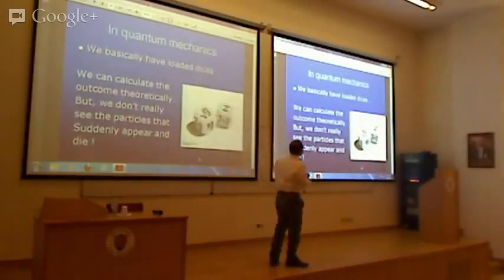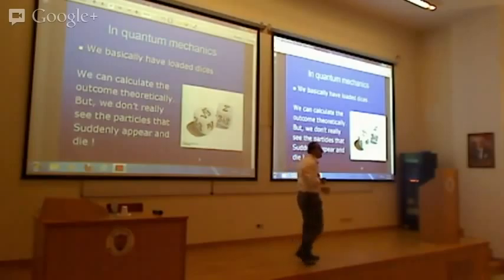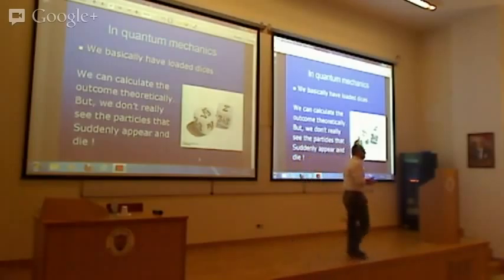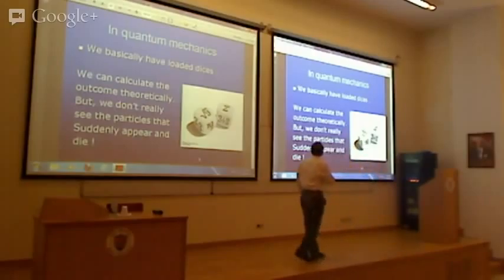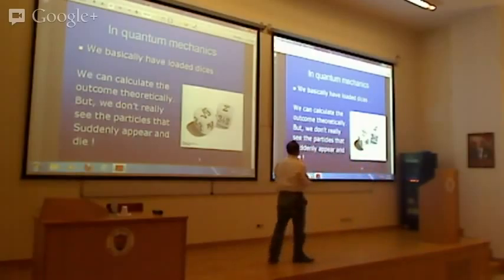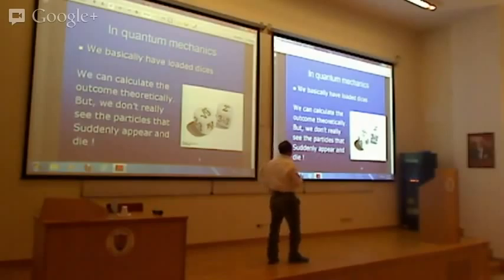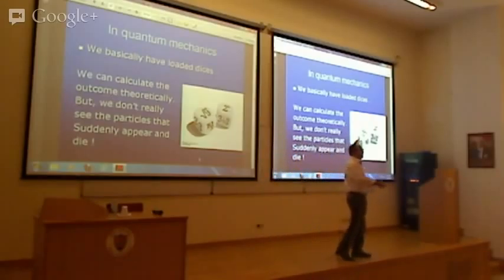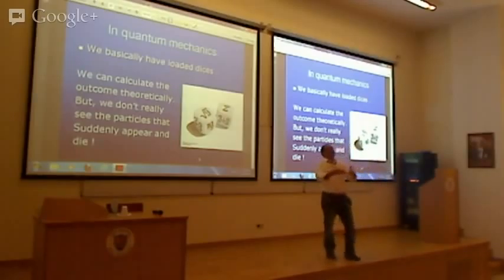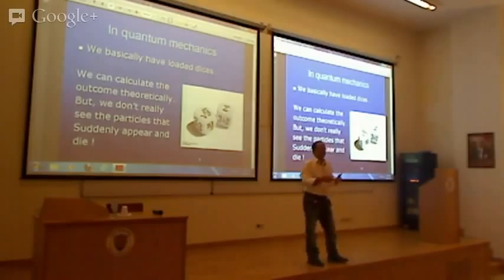In quantum mechanics, we basically have loaded dice. Not each probability is the same. So essentially, we can calculate the outcome theoretically, but we don't really know the particles will actually obey what we have done unless we try it many times. That's why they collided particles many, many times to realize the probabilities. Okay?